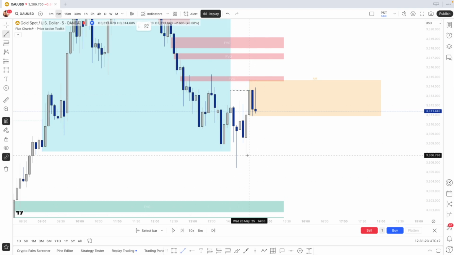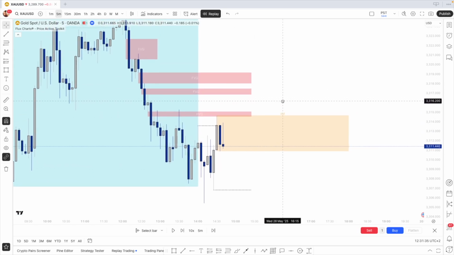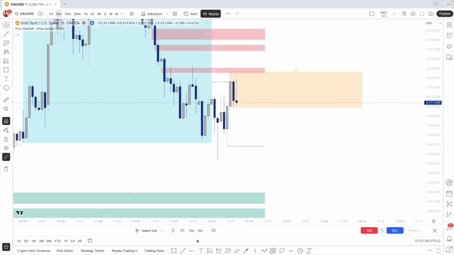We want this low to be taken out as a confirmation that we're going to continue lower. If we start breaking to the upside and price leaves fair value gaps to the upside, then I will target the upside direction. So let's play price forward and see what happens.